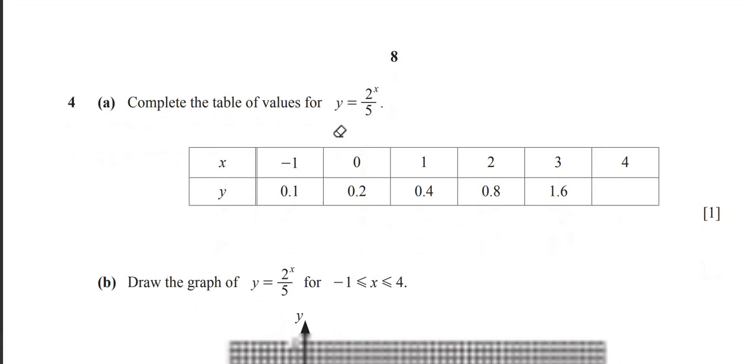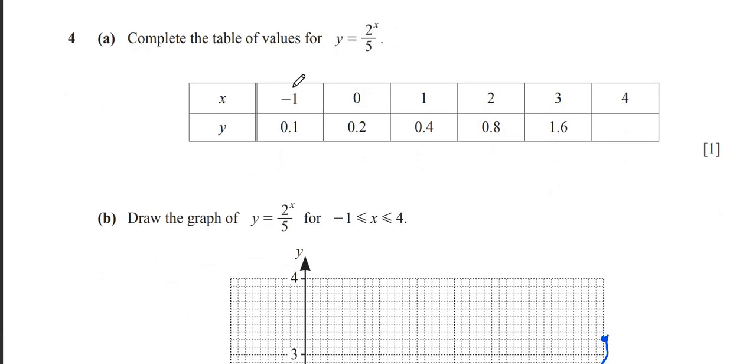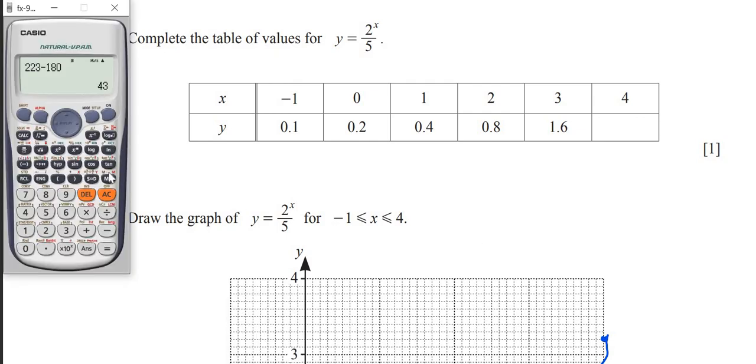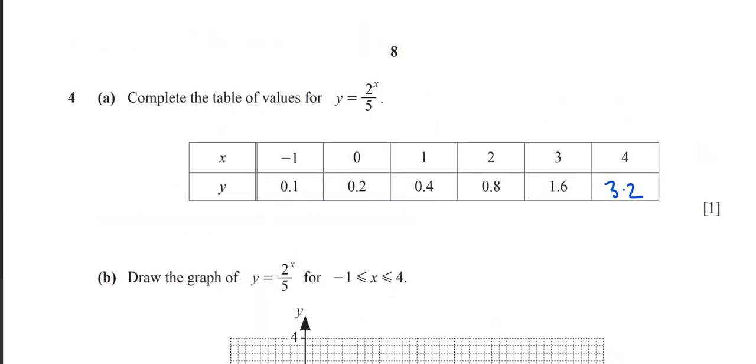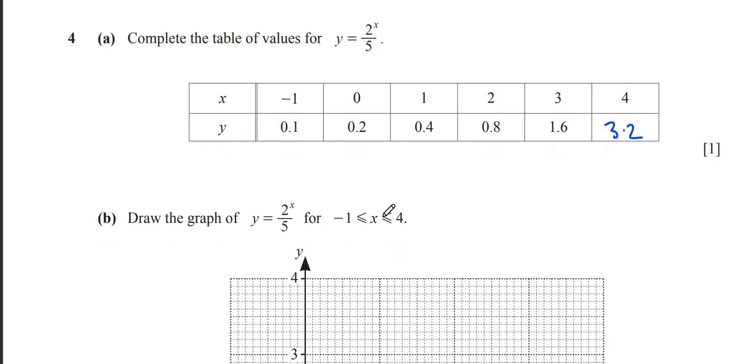Next question says complete the table of values of y is equal to 2 raised to power x upon 5. So look, we have to find the value. So we will do 2 raised to power 4 upon 5. So we get 16 upon 5, which is 3.2. Next part, it tells us to draw the graph.